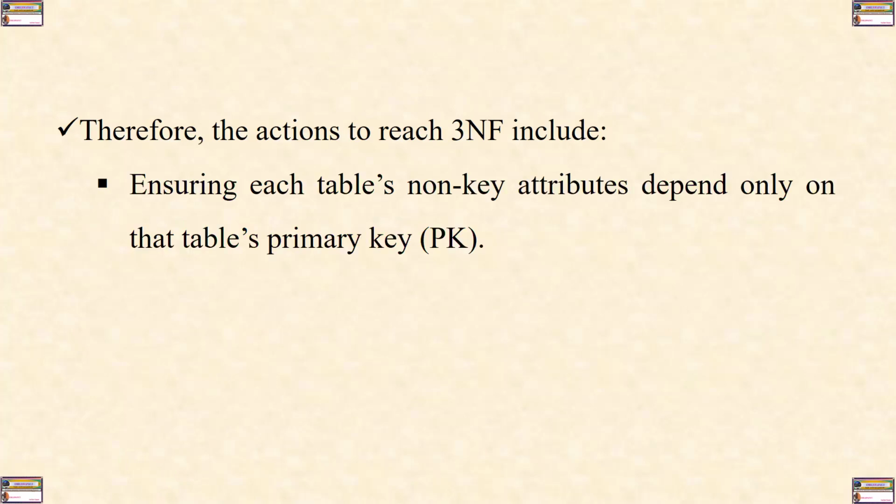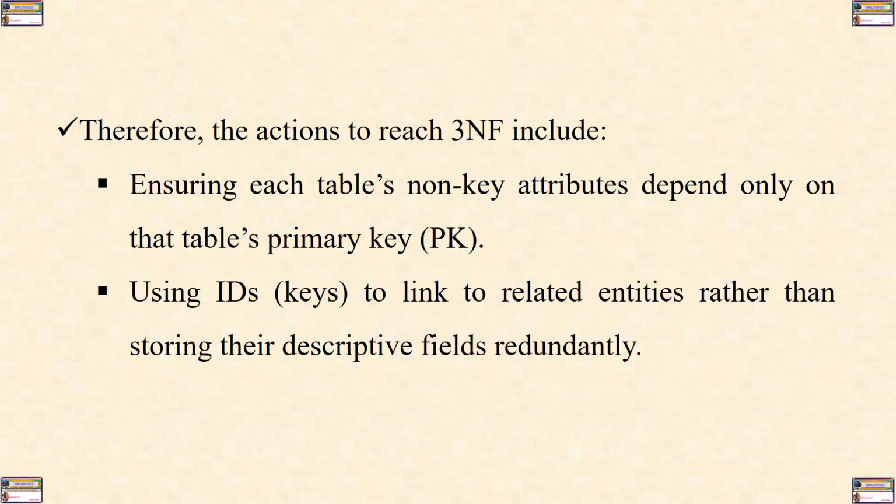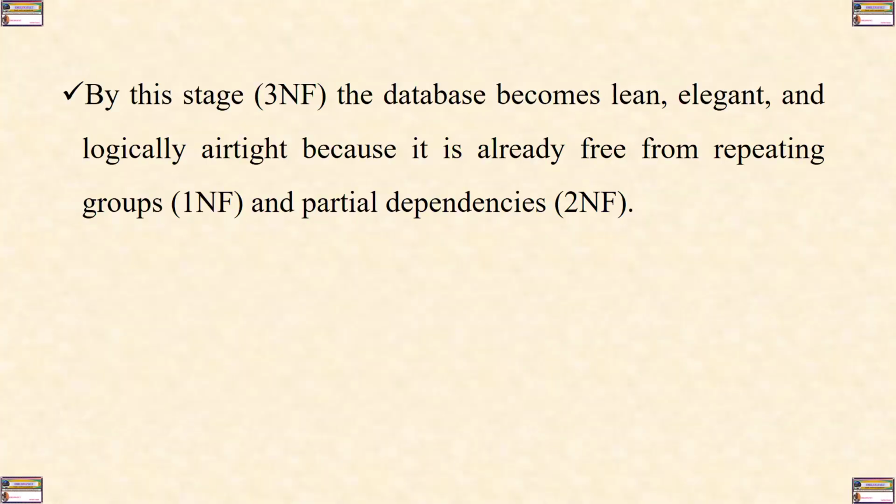Number one, you ensure that each table's non-key attributes depend only on that table's primary key. Number two, you use ID to link related entities rather than storing their descriptive fields. So we make use of keys.